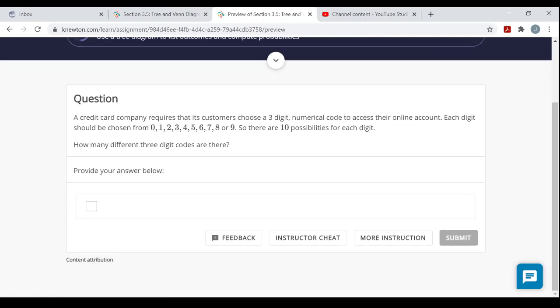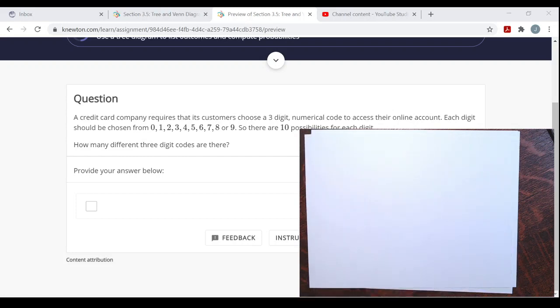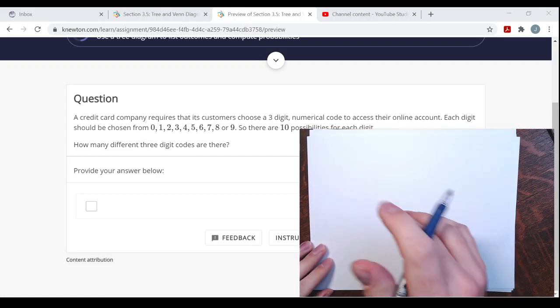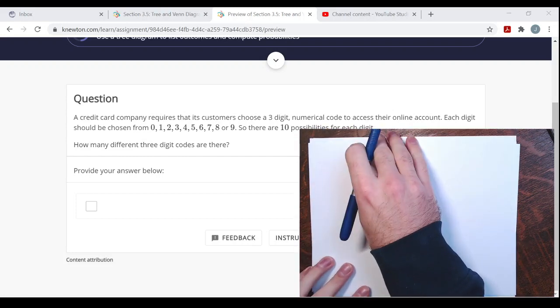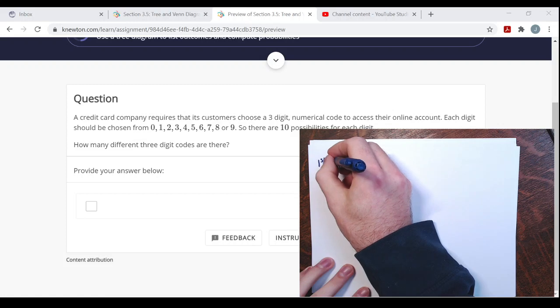I'm pulling up some paper, and this is using the fundamental counting principle. If you think about it, it would be silly to make a tree diagram for this, because watch, if I made a tree diagram, you choose your first, there are 3 digits you're choosing.